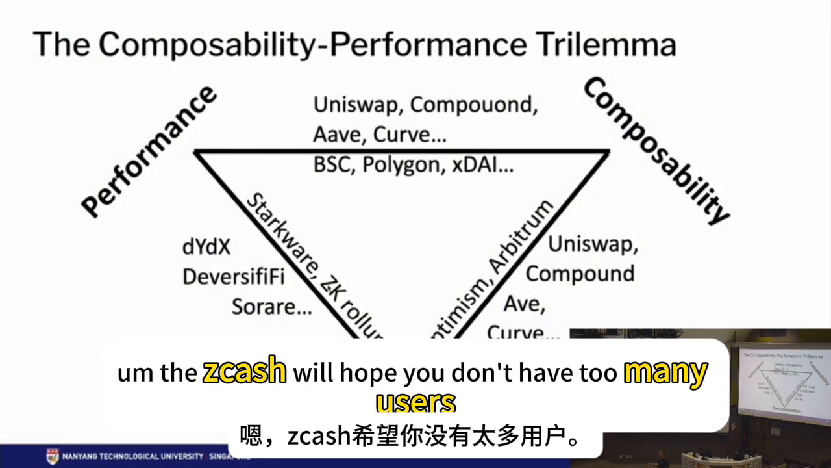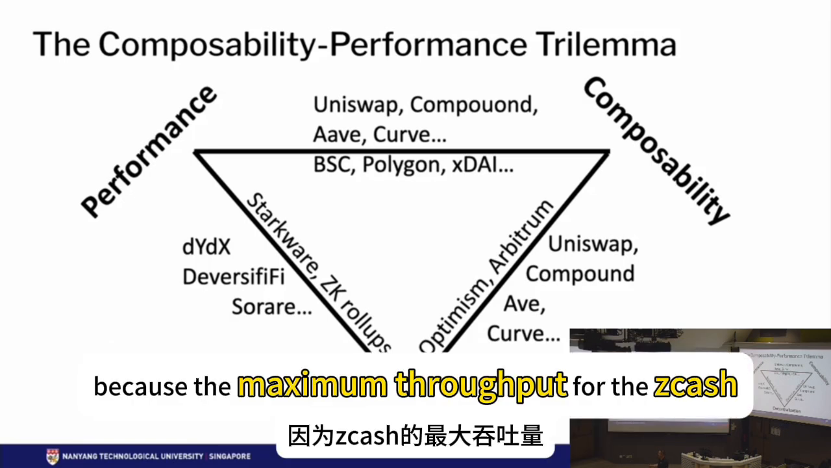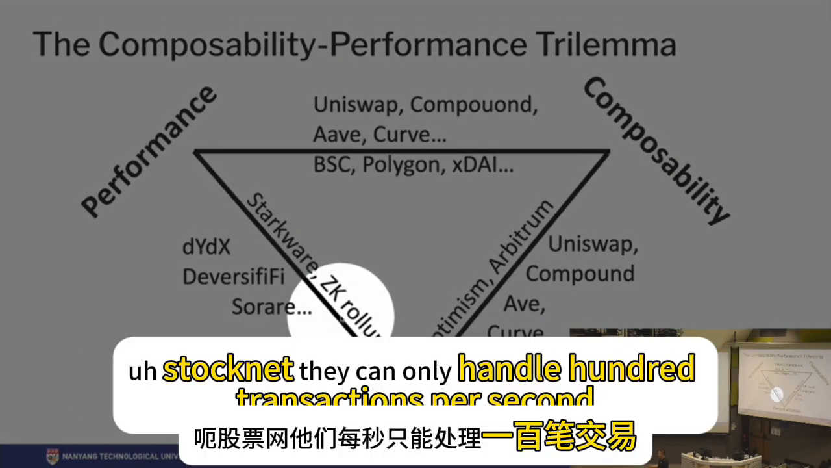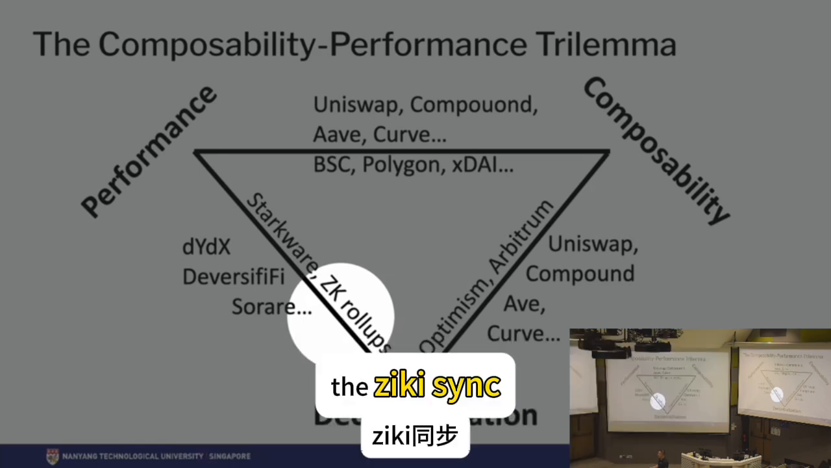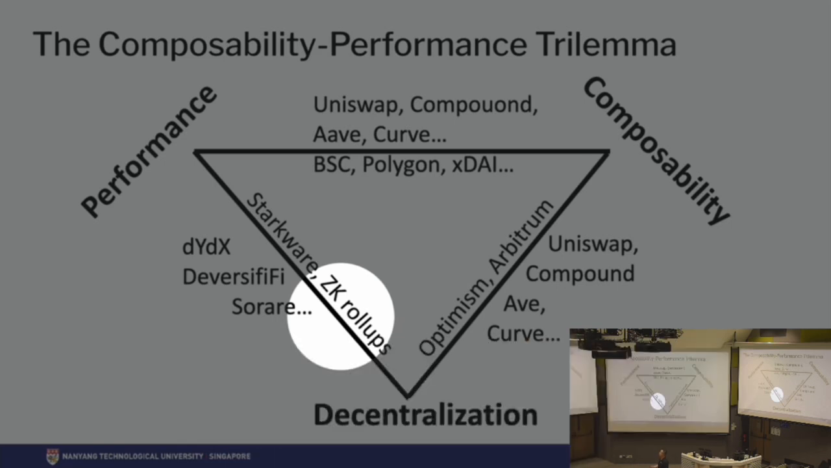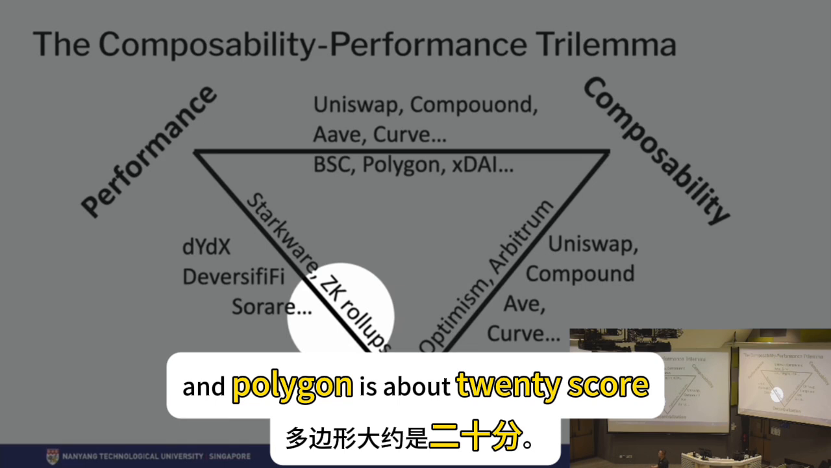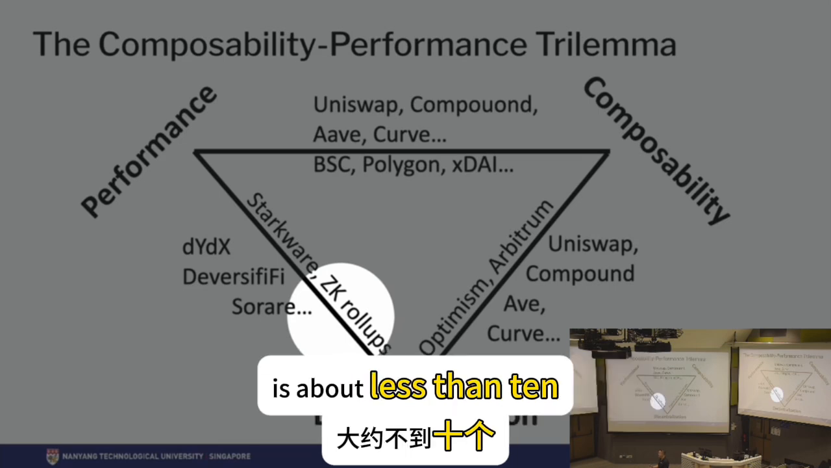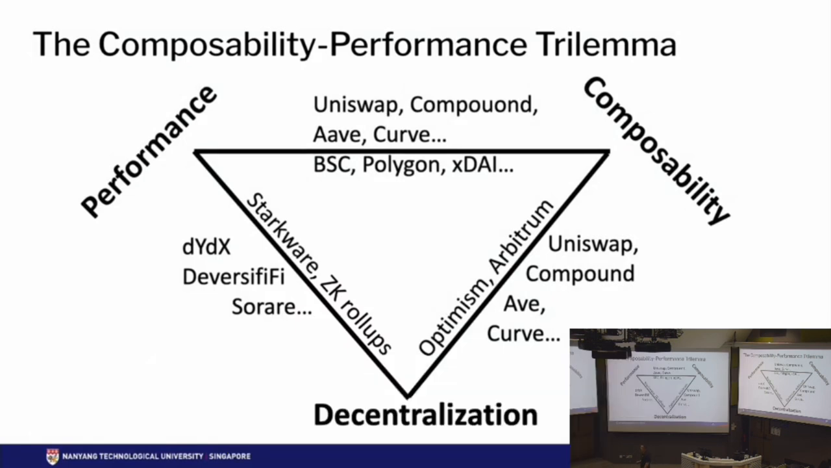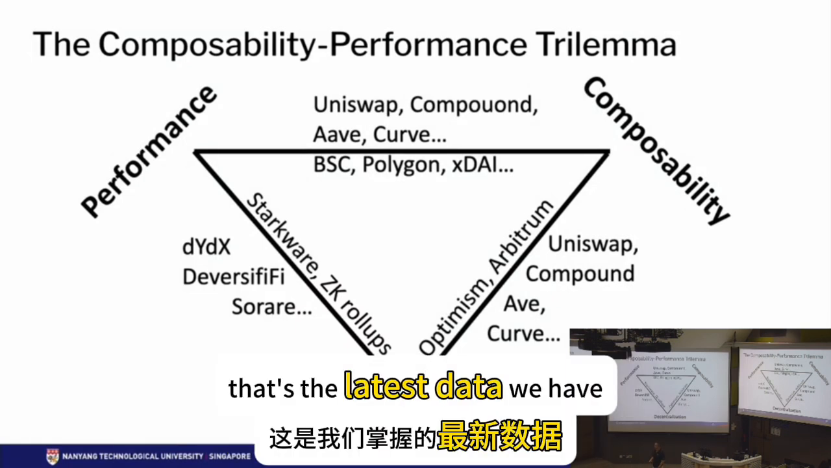the ZK-rollup will hope you don't have too many users, because of the maximum throughput. The best one so far is StarkNet. They can only handle 100 transactions per second. zkSync is about 50 transactions per second, Polygon is about 20, and Scroll is less than 10. So that's where we are on the ZK-rollup front. That's the latest data we have.